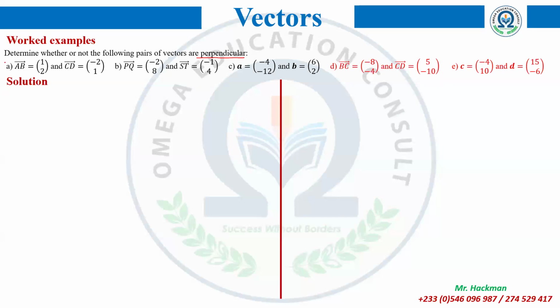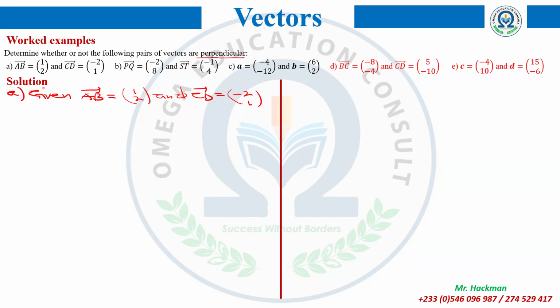If your questions are normal, I come and write A. I extract the vectors that I'm given. So my two vectors: AB, which is equal to (1, 2), and your other vector CD, with components (-2, 1). With this, we know that for two vectors to be perpendicular, we need to state the condition.